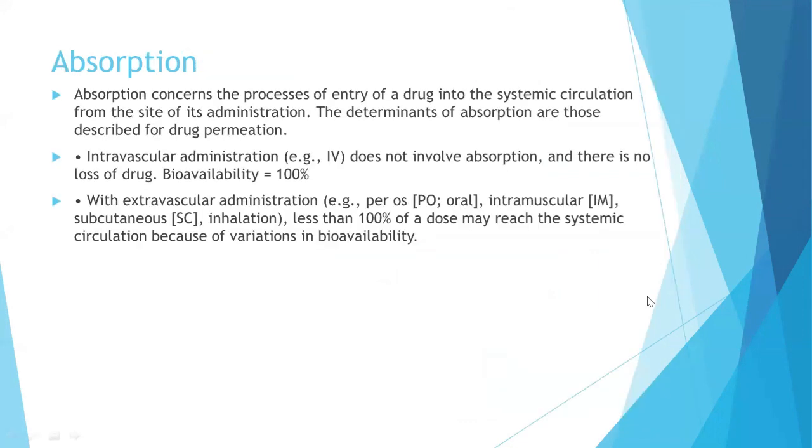Now let's talk about absorption. So absorption concerns the process of entry of a drug into the systemic circulation from the site of its administration. The determinants of absorption are those described for drug permeation. Intravascular administration, example, IV dose, does not involve absorption and there is no loss of drug. The bioavailability is thus 100%. With extravascular administration like per oral, intramuscular, subcutaneous, or inhalational, less than 100% of a dose may reach the systemic circulation because of variations in bioavailability.